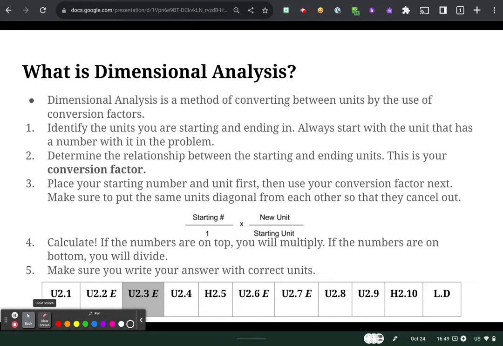We set things up always with that same pattern where whatever we have on the top goes in the bottom of the next factor. So whatever the starting unit is goes down there so that they're able to cancel out. And then wherever the numbers end up, if the numbers are on the top, you're going to multiply. If the numbers are on the bottom, then you would divide by them. And then you want to have your answer with the correct units.